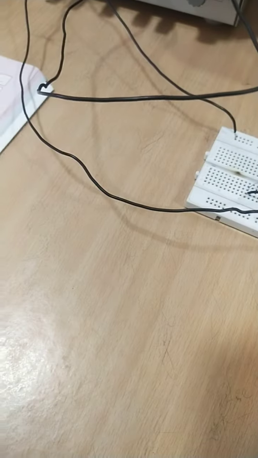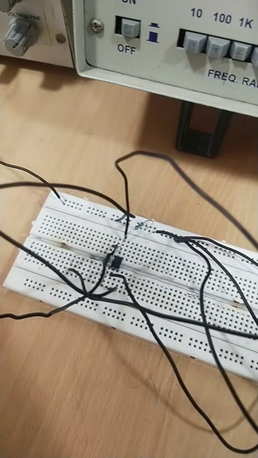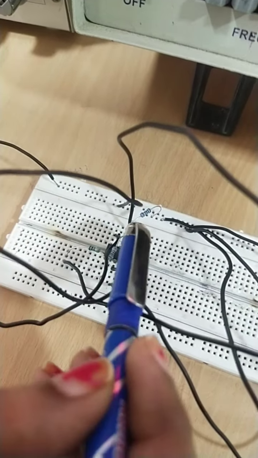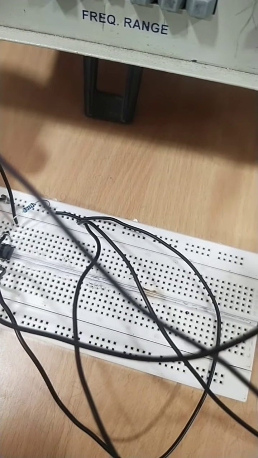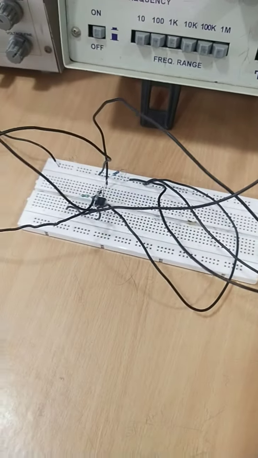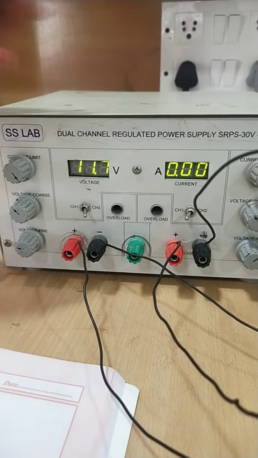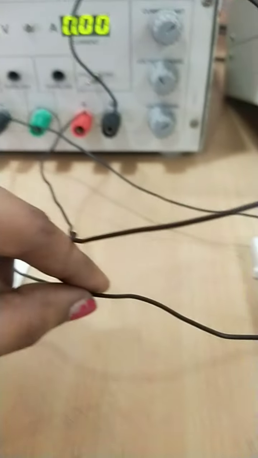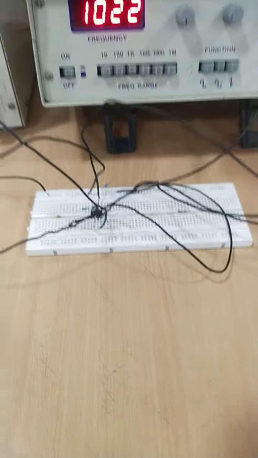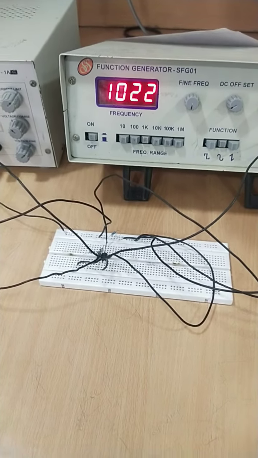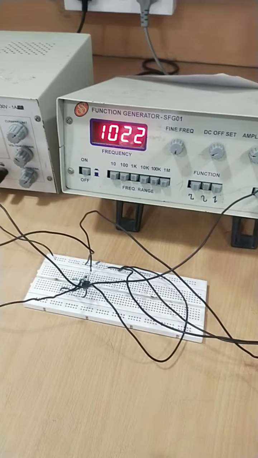Next we have the feedback resistor, which is 10 kilo ohms. The feedback resistor is connected from pin 2 to pin 6, where we measure the output. Coming to the fourth pin, we take the power supply from the RPS. Plus VCC is given to the 7th pin and minus VEE is given to the 4th pin. These are the required connections of the experiment. Finally you will obtain the output in an inverting way.